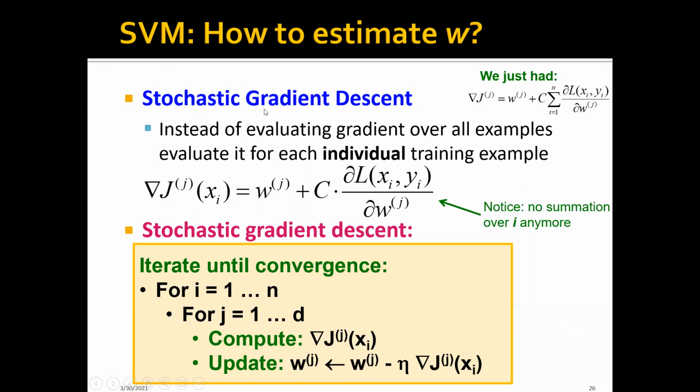And in practice, this stochastic gradient descent actually works very well, and it's also much, much faster than gradient descent.